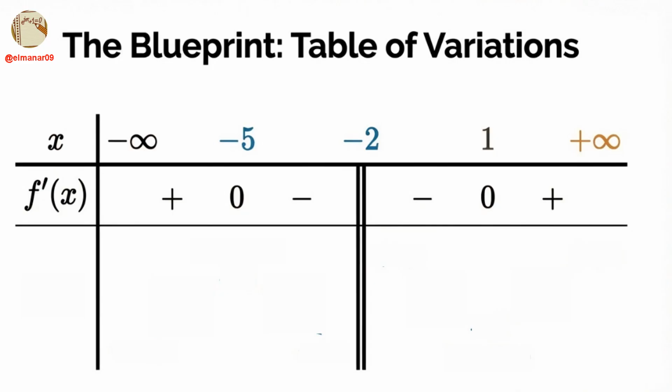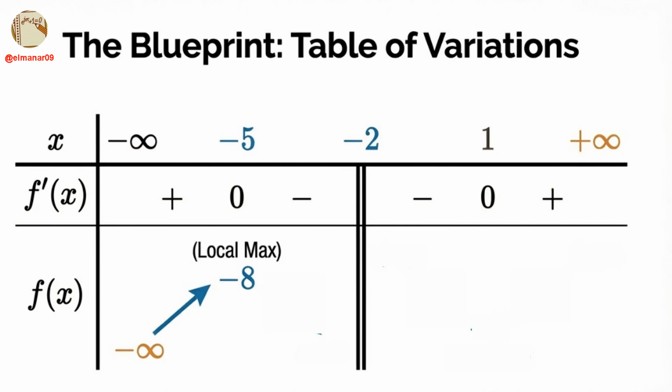Now look at the bottom row, f of x. This is the actual path. See that arrow pointing up? We start at minus infinity and climb all the way to minus 8. Because the derivative was 0 at x equals minus 5, we found ourselves a local maximum. That's the peak of our first mountain. After that peak, we drop back down toward minus infinity as we approach our no-go zone at minus 2.